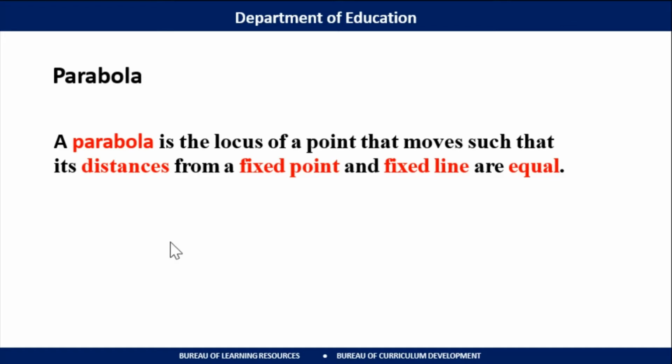Next is parabola. A parabola is the locus of a point that moves such that its distances from a fixed point and fixed line are equal. So, pag parabola class, para matandaan natin yung definition niya, tandaan natin yung fixed line. So, fixed point and fixed line. Kung circle, fixed point lang. Sa parabola, merong fixed point, then meron ding fixed line.